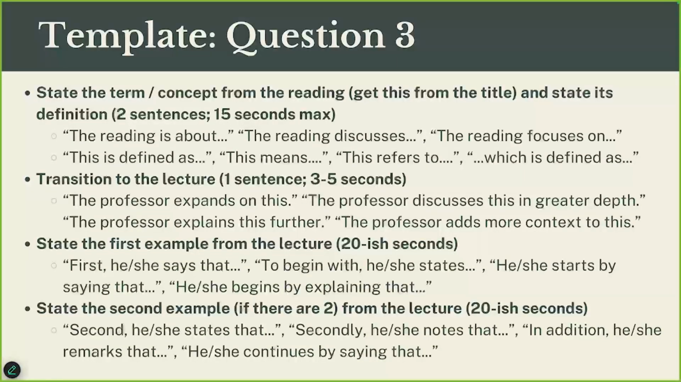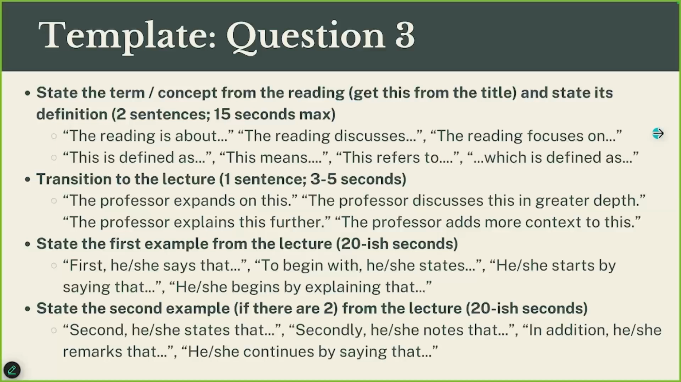This is defined as, this means, this refers to, which is defined as. You'll use this one if you want to combine these 2 things into one sentence. That's how you can use this phrase. And that might be nice too, because this is a more complex sentence. That might bump up your score a little bit. It's whatever feels most comfortable. Don't force it.